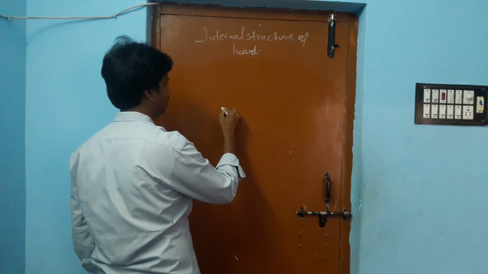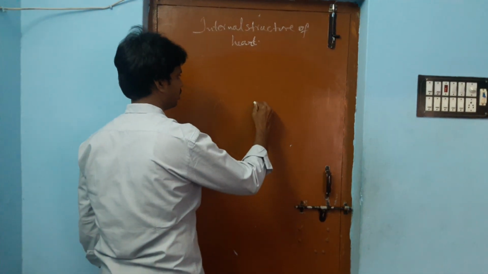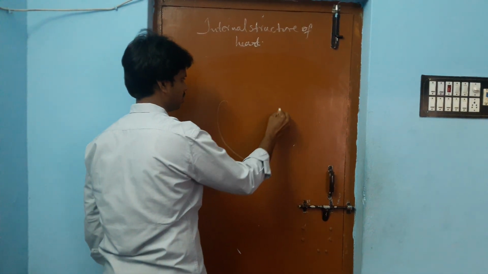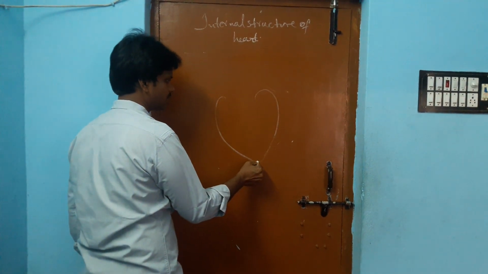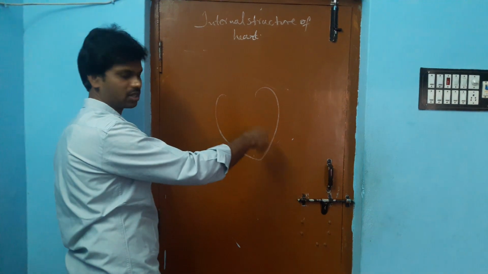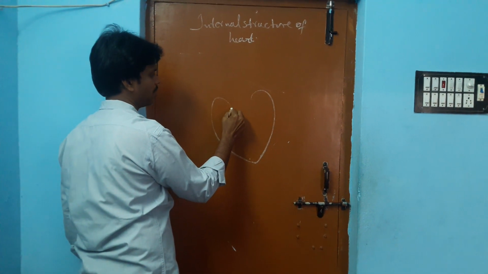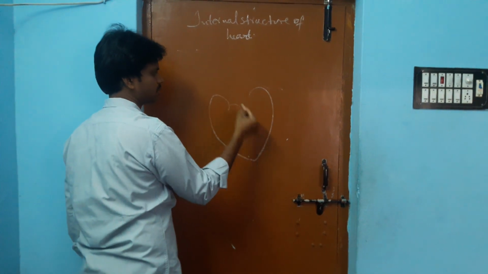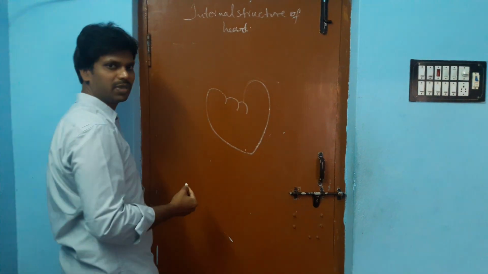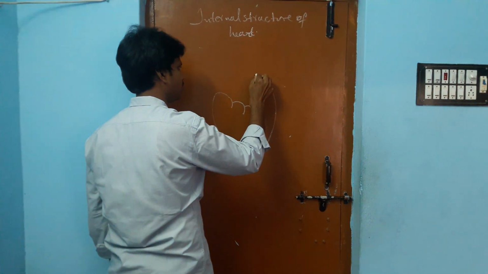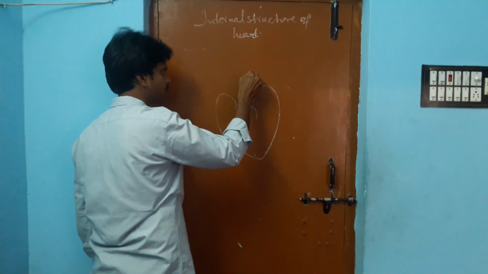Just say I am drawing the internal structure of the heart with a heart shape. This is a heart shape. You can see this shape. This is heart shape, isn't it? Next, 1, 2, 3. Right. Completed. Then now I am drawing a pulmonary artery.